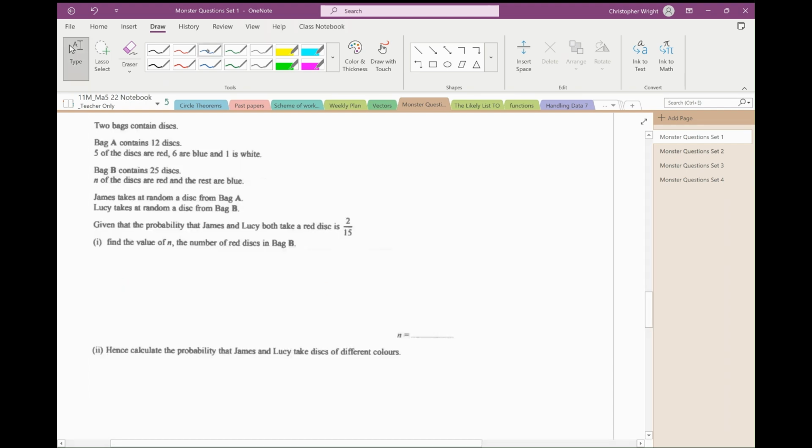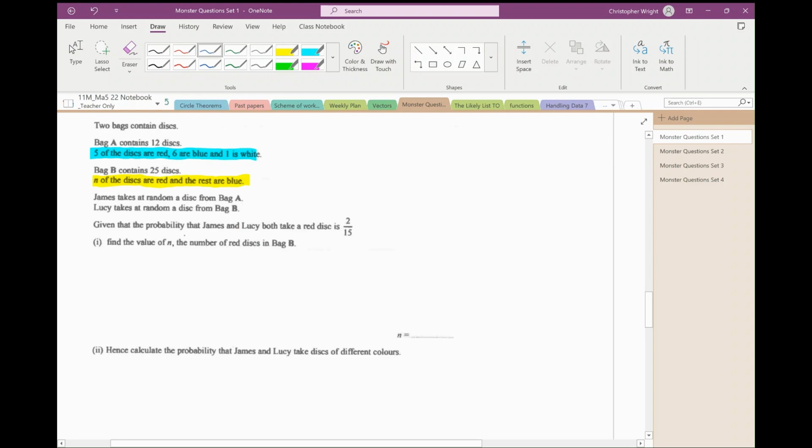Two bags contain discs. Bag A has got 5 red, 6 blue, and 1 white. And bag B has got n red and the rest blue. James takes at random a disc from A, and now Lucy takes one from B. Given that the probability that they both take a red disc is 2/15, find the value of n.